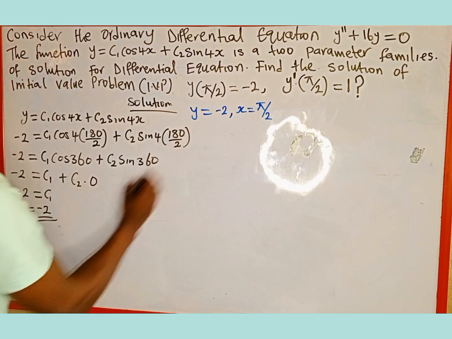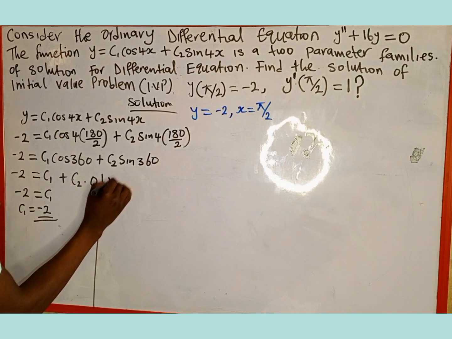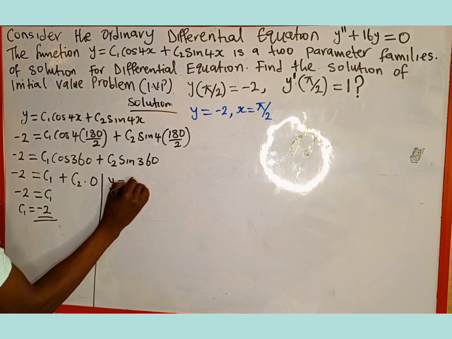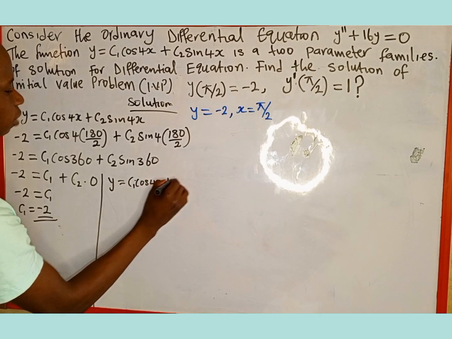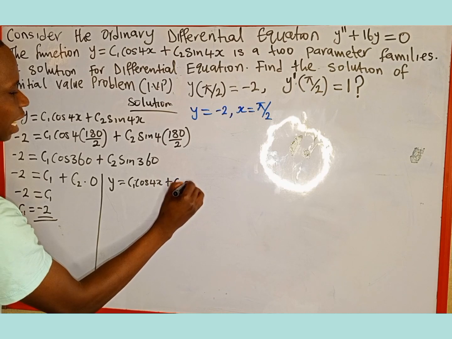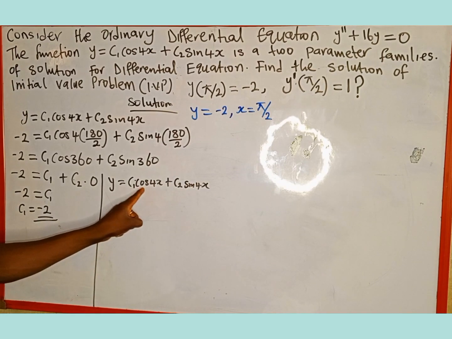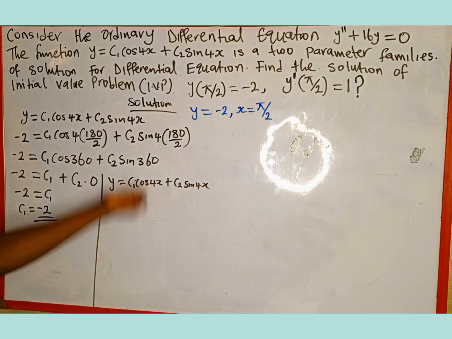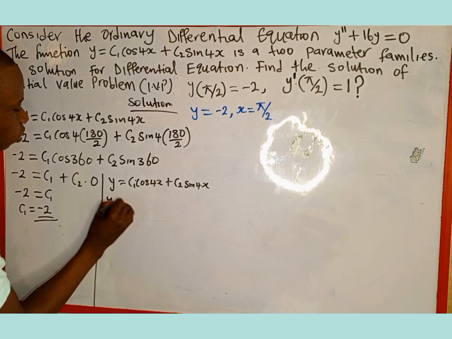So let us differentiate our function, and the function is given as y is equal to c1 cos 4x plus c2 sin 4x. If you have c1 cos 4x, c1 is multiplying cos 4x, so we are going to use the product rule. So y prime now will be equal to what?